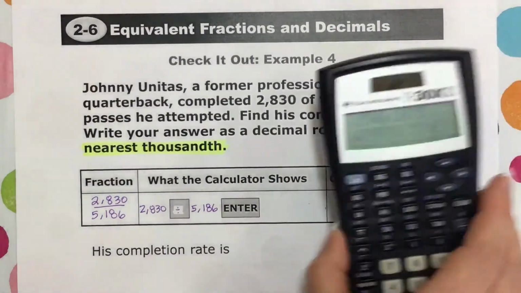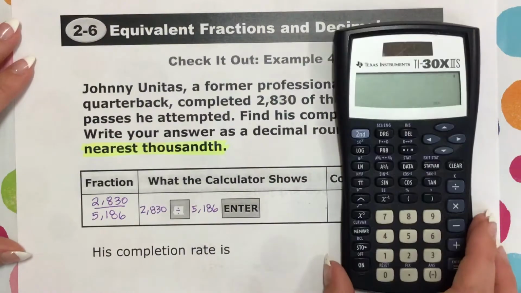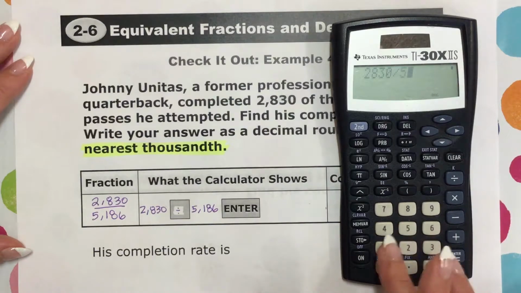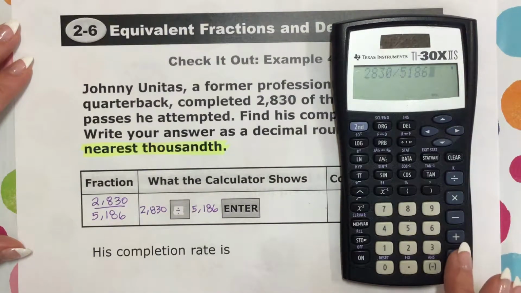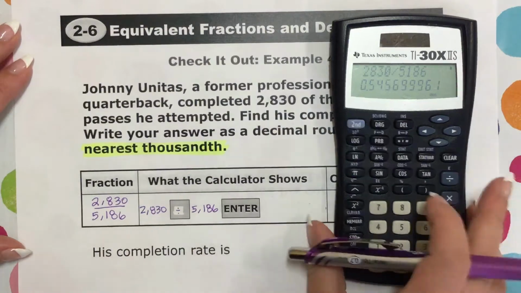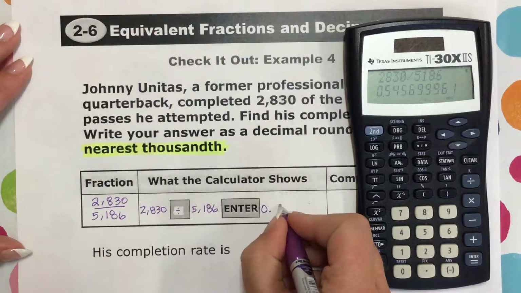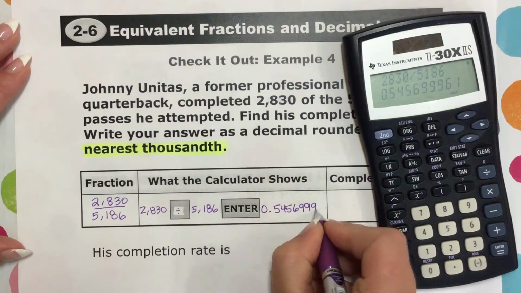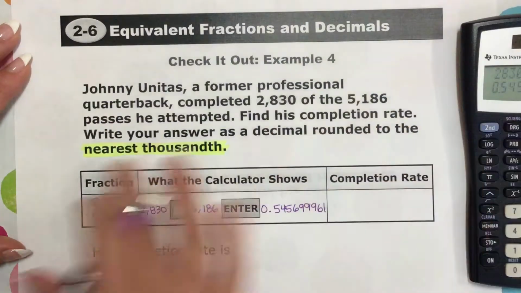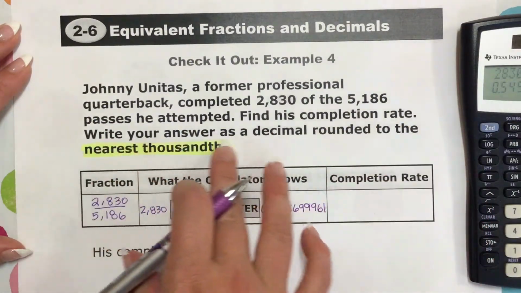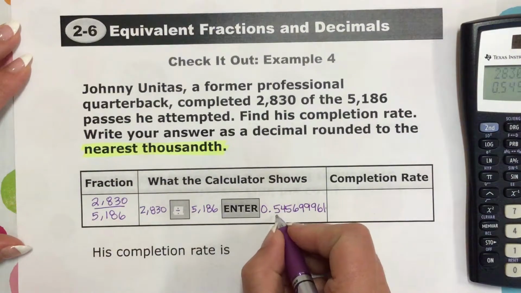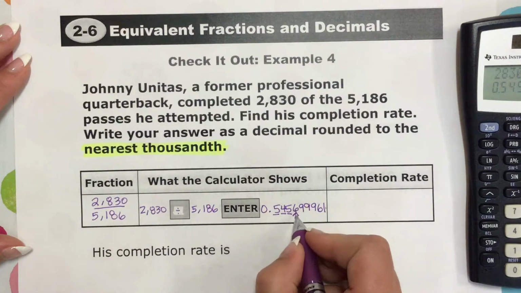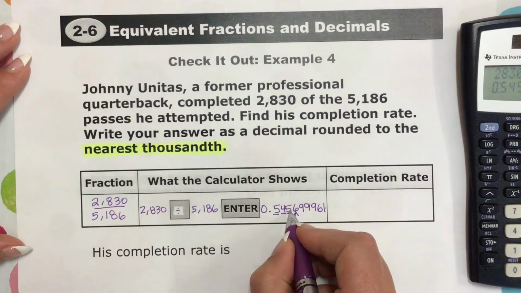So let's go ahead and input that into the calculator and see what we get. 2,830 divided by 5,186, and then we press enter, and we end up with this really long decimal. 0.545699961. All right. And then it says write your answer as a decimal rounded to the nearest thousandth. Okay, so this is the tenths, hundredths, thousandths. We look here. And that 6, it's a 5 or above, so it rounds this 5 up to a 6.